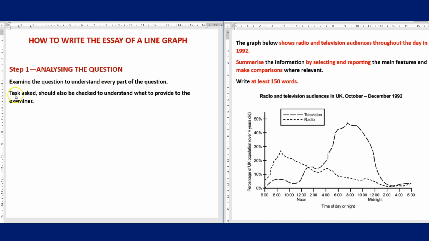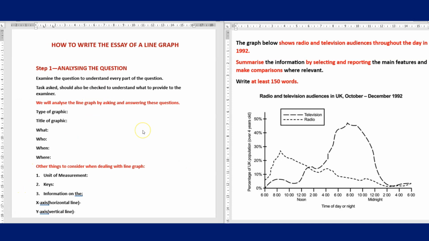So let's say our first step is to analyze the question, that is to examine the question, to understand every part of the question, and also examine the tasks that have been asked in order to know what to provide to the examiner. So during our previous sessions, we were able to talk about how we can analyze every kind of question, and when we came to the line graph, we were able to get a few things that we should ask ourselves when we want to analyze a question. So the first thing was: what type of graph are we looking at? Okay, so we will analyze the line graph by asking and answering these questions.